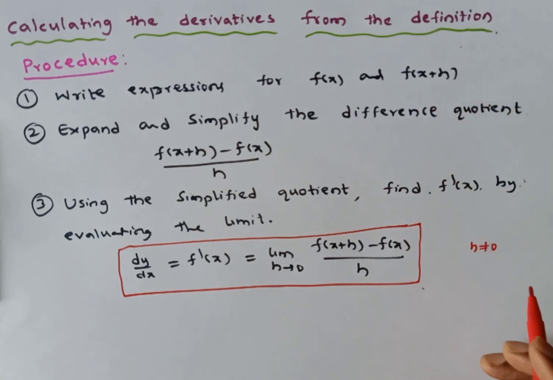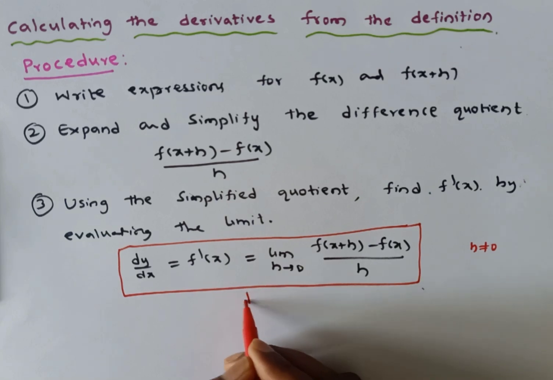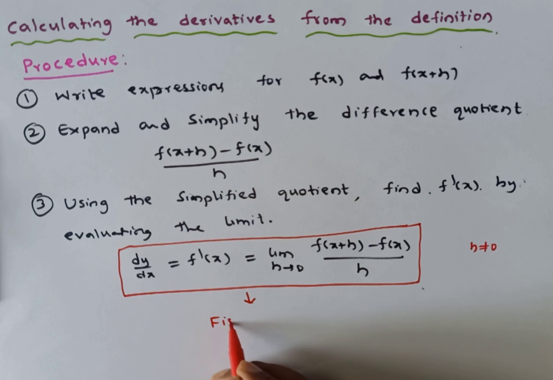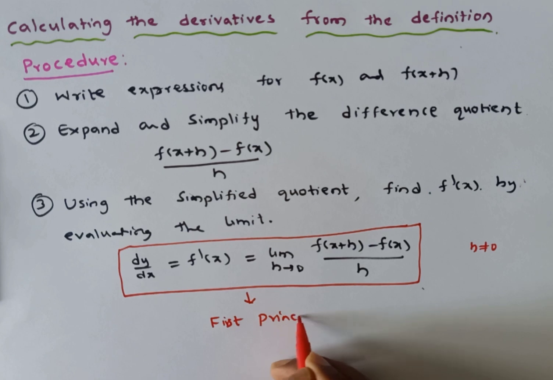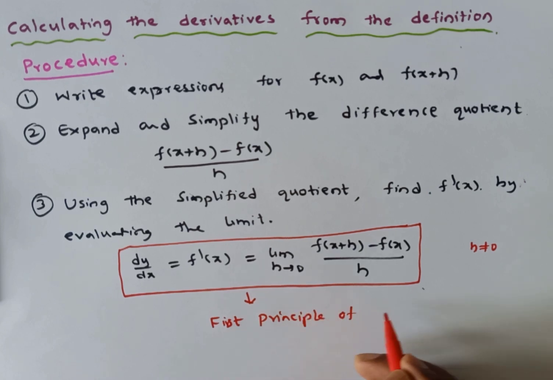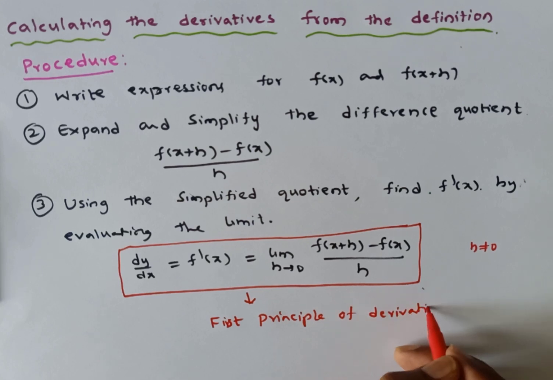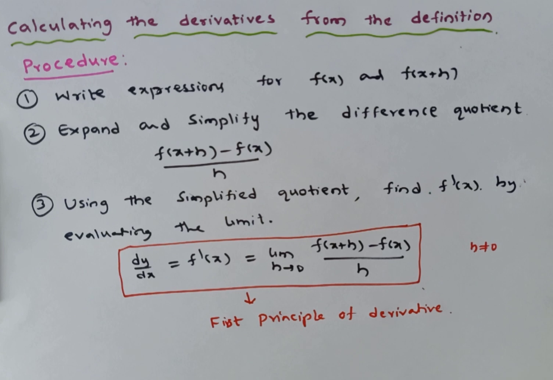So these are the three steps to evaluate the derivative of a given function using differentiation, or we may say this is the first principle, the fundamental principle or the first principle of derivative. So let us see some examples of how to find the derivative of a given function using the first principle of derivative or the fundamental definition of the derivative.